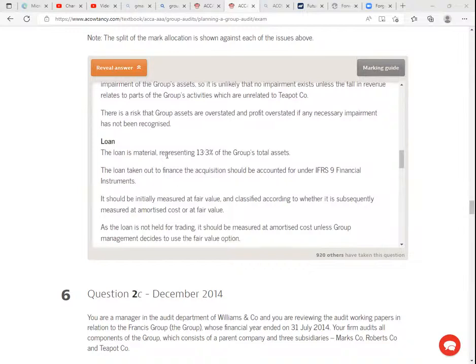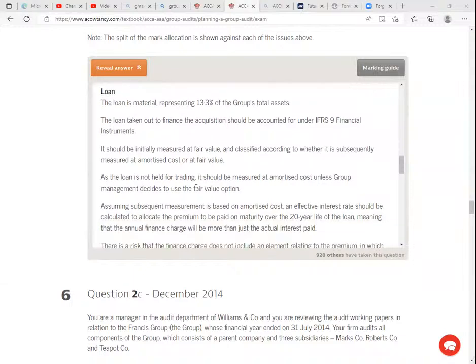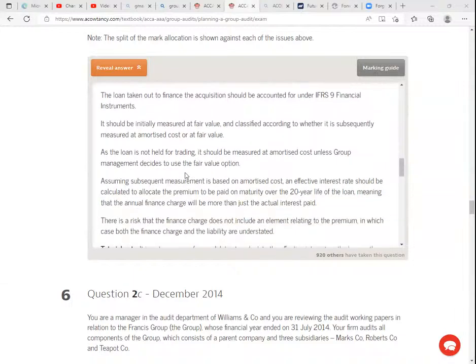The loan is material, representing 13.3% of the group's total assets. The loan taken out to finance the acquisition should be accounted for under IFRS 9 financial instruments. It should be initially measured at fair value and classified according to whether it's subsequently measured at amortized cost or at fair value. This one is very complicated. As the loan is not held for trading, leave alone that.